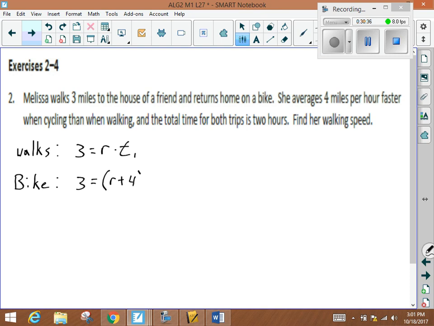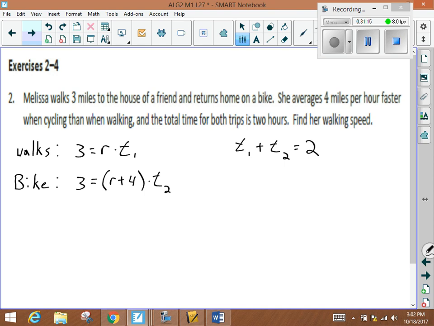So she went faster. The total time for both trips, and we know that it had to have taken a faster time, right? So those times are not the same. We also know that the total time for both trips is 2 hours. So that means that the time that it took her to walk plus the time that it took her to ride should equal 2 hours. Sweet. So now we've got the same deal, right? I've got to solve each of these for time 1 and time 2. And then I'll plug them back in.